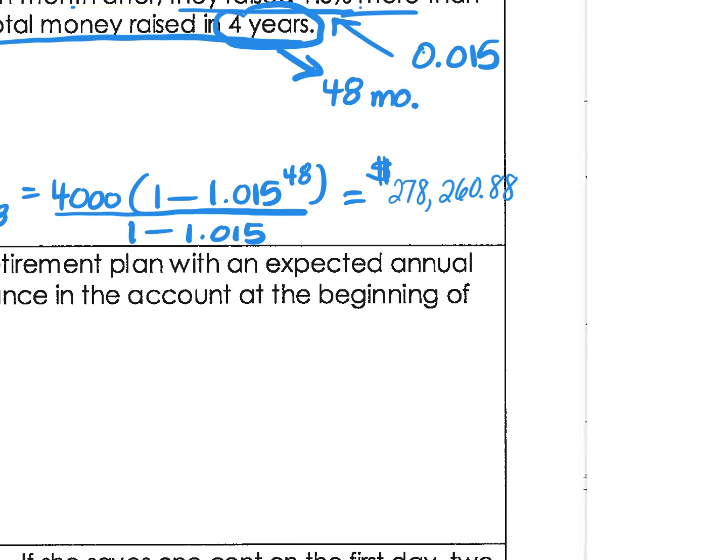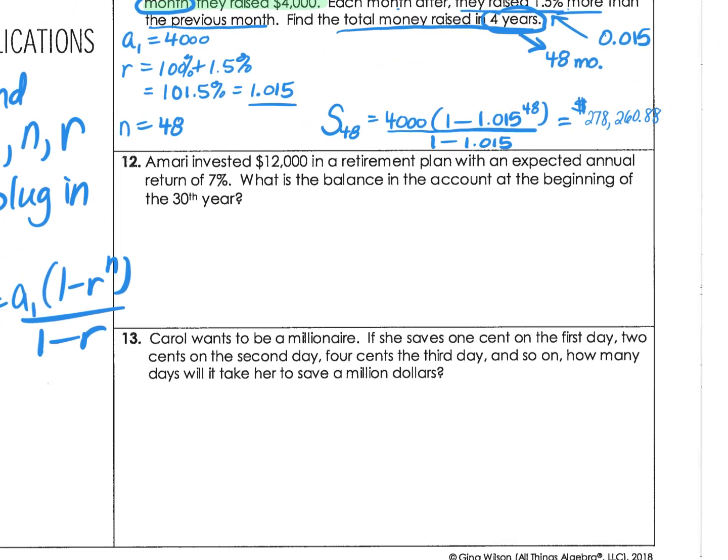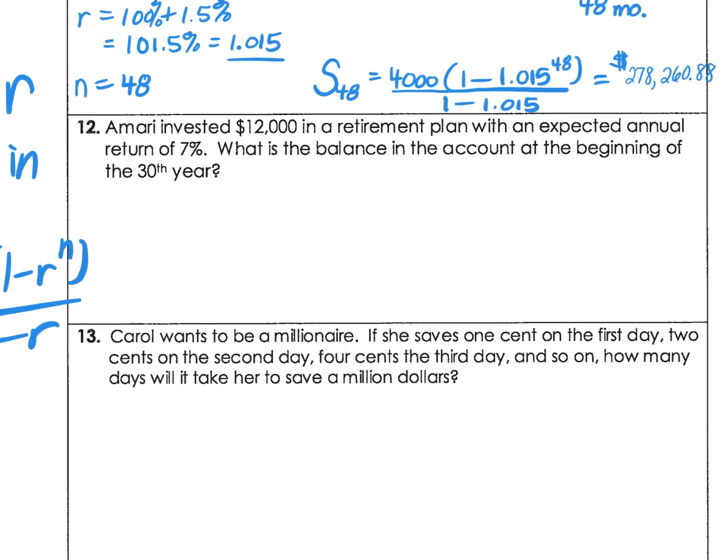Yep. Now, the one that you ought to really pay attention to, though, is number 12. Amari invested $12,000 in a retirement plan with an expected annual return of 7%. What's the balance of the account? Now, Amari did not put any more money in. He just put $12,000 in, 7%, 30 years. Look at what his retirement's going to be. So what does the $12,000 represent? A sub 1.